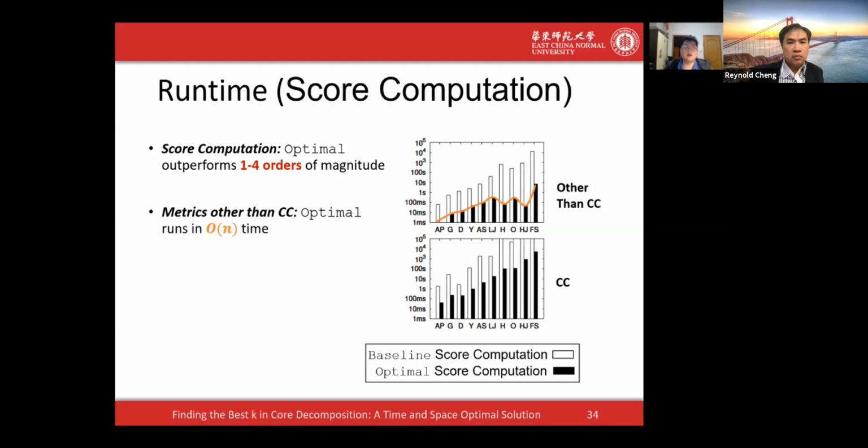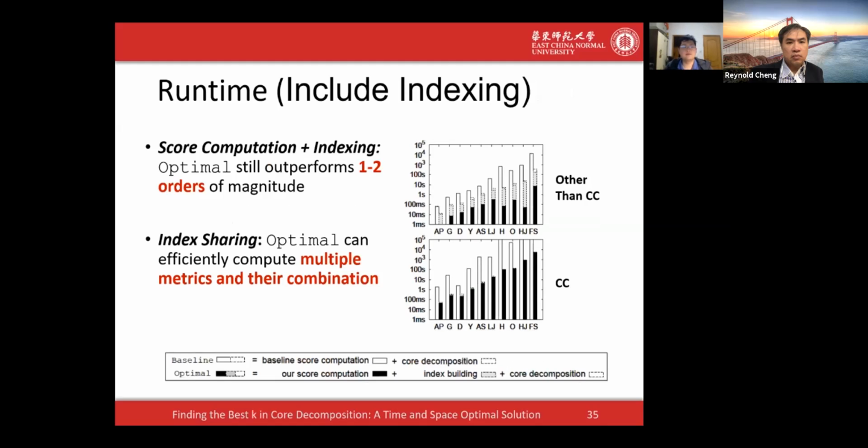And for the orange line, it matches the time complexity of O(n) time. And for the green line, it matches the time complexity of CC. After including the indexing, our algorithm still outperforms by 1 to 2 orders of magnitude. And our algorithm can efficiently compute multiple metrics and their combinations because the indexing only needs to be executed once.